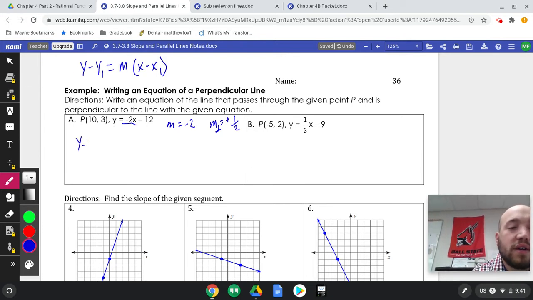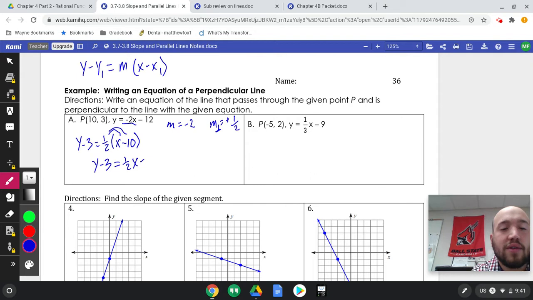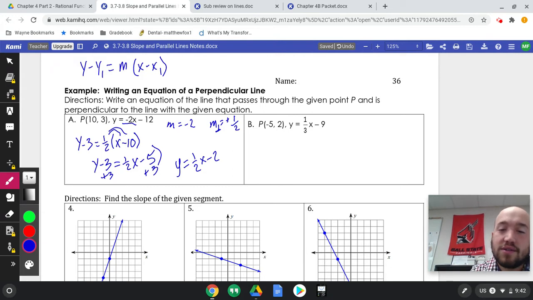y minus 3 equals 1/2 times parenthesis x minus 10. We distribute that. y minus 3 equals half x, and what is half of 10? Hopefully you know that is 5. One step left, we add the 3 over. We get y equals 1/2 x minus 2.